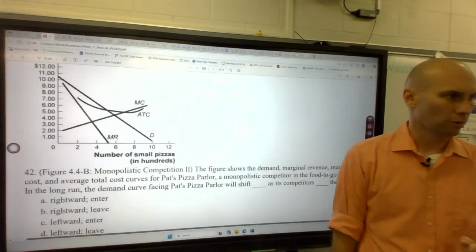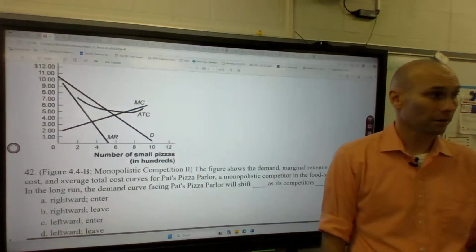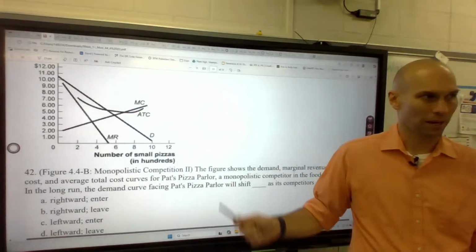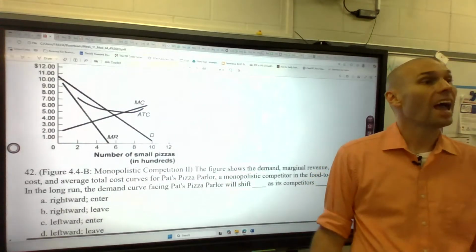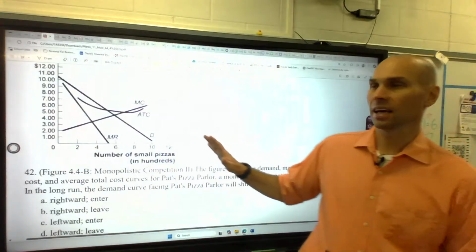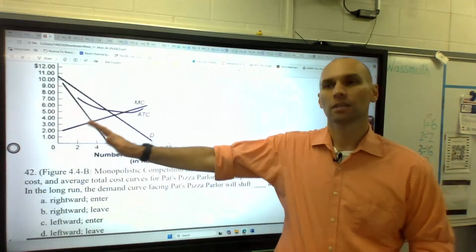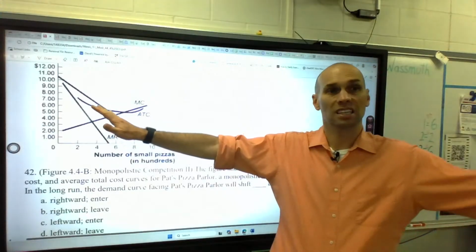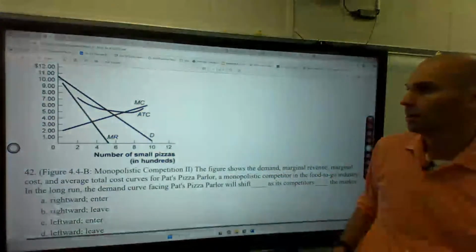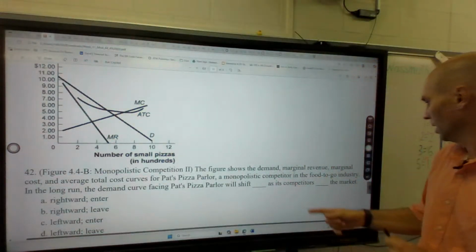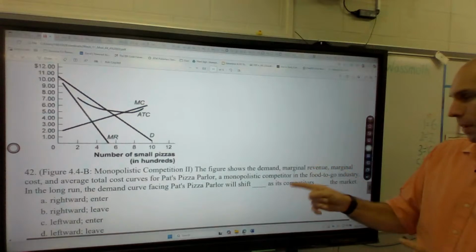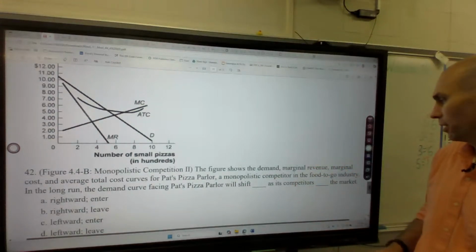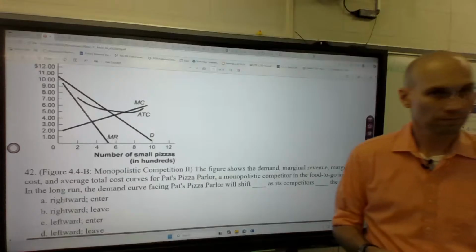Will it do that in the long run? No. Firms will break even in the long run. What will firms do? Enter the market, causing demand and marginal revenue to shift to the left. This firm's demand will decrease because other firms are now competing with it until it breaks even. So the demand curve will shift to the left as its competitors enter the market.